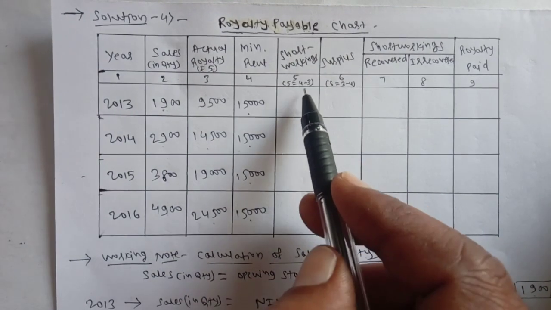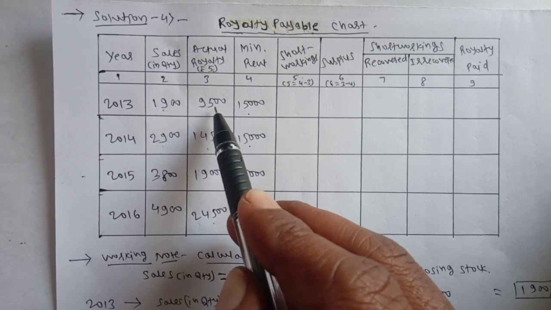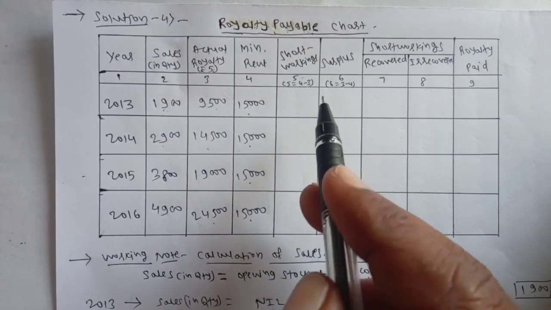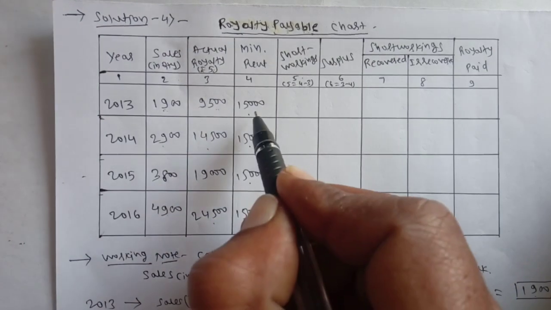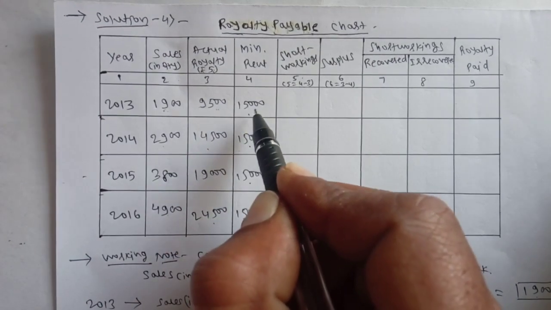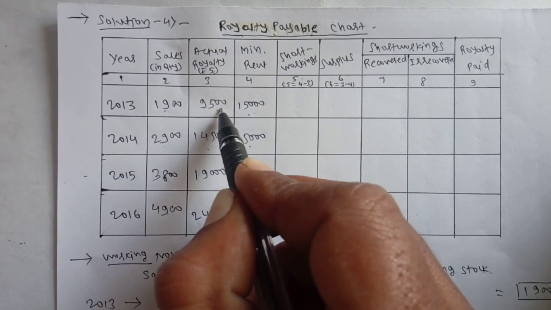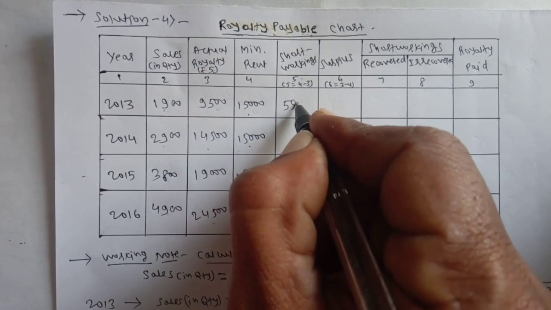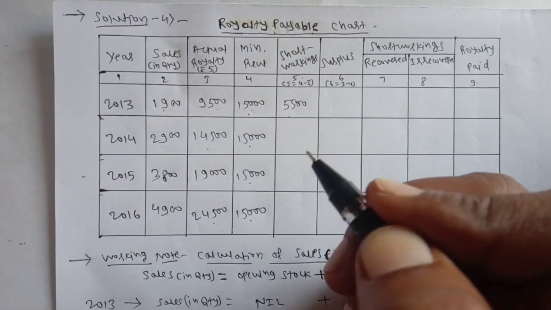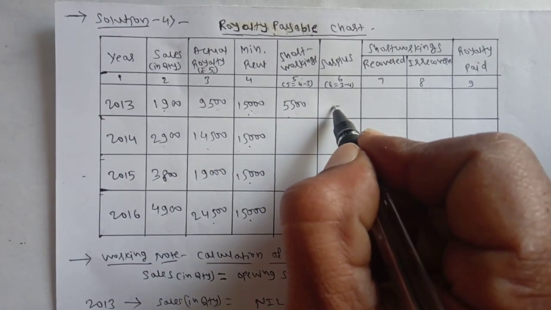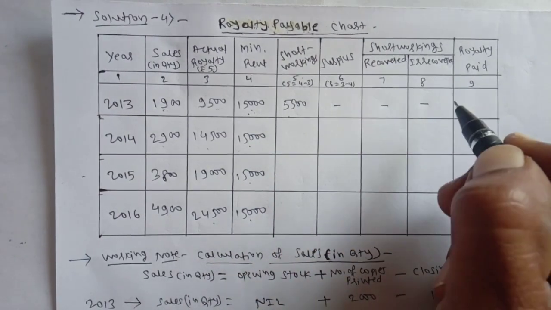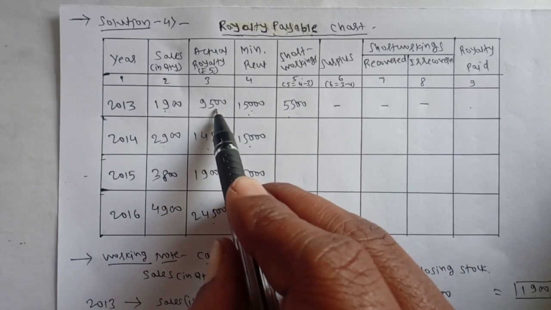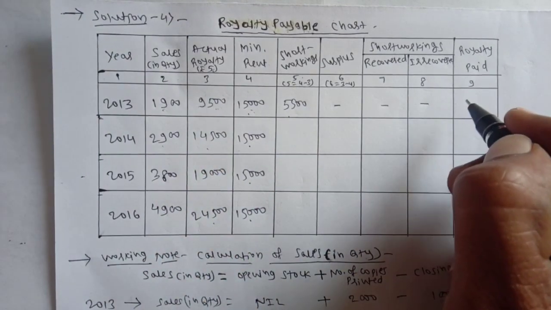Now short workings. What is short workings? When actual royalty is less than minimum rent, it is short workings. Here actual royalty is 9,500 and minimum rent is 15,000, so actual royalty is less than minimum rent. Short is 15,000 minus 9,500, that is 5,500. There is no surplus, no recovery, no irrecovered. Royalty paid is whichever is higher, and here minimum rent is higher.